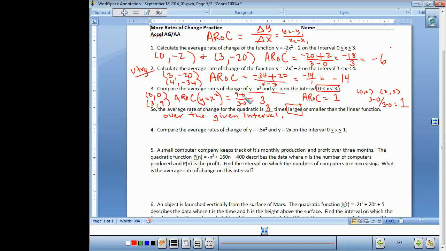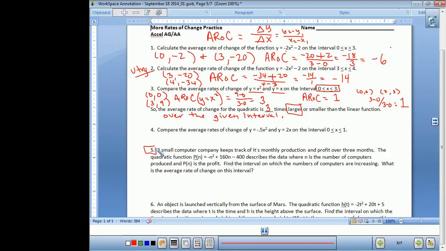If we were to do 4, we'd get 16 divided by 4, which is 4. If we were to do 0 to 5, we'd get 25 over 5. But if we were to do 1 to 5, that would be different. So, yes and no. It's because it was 0 to 3.